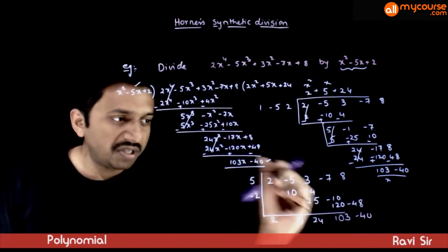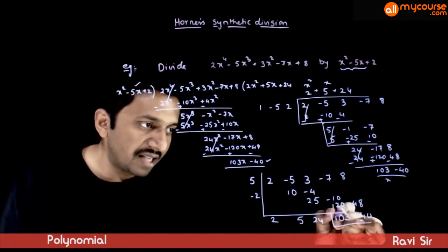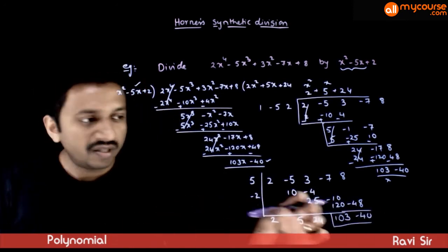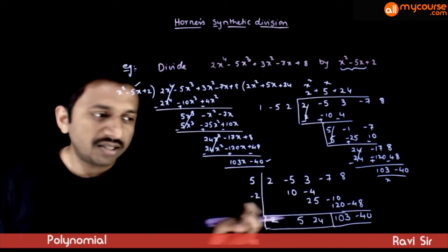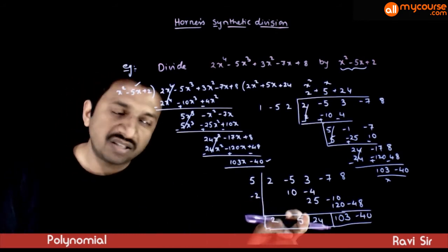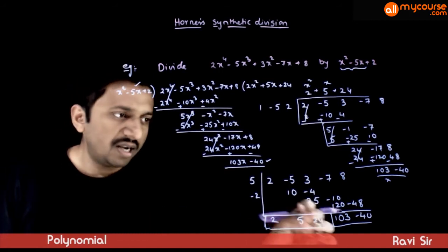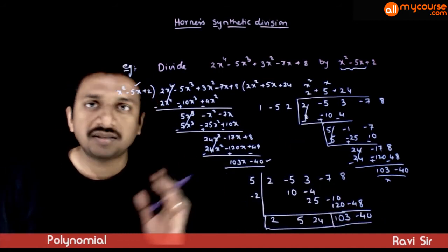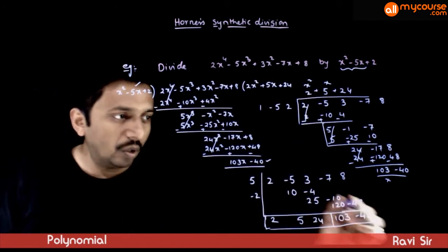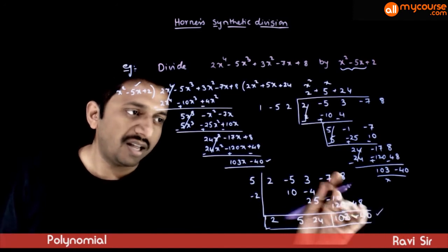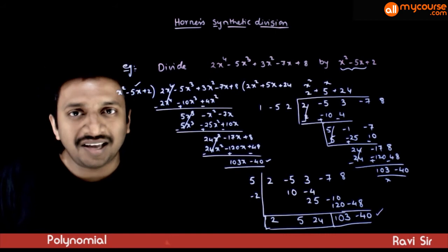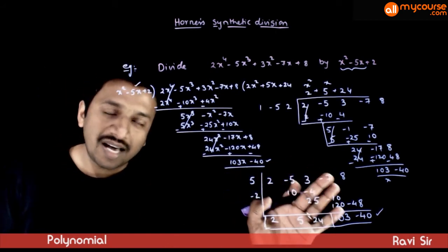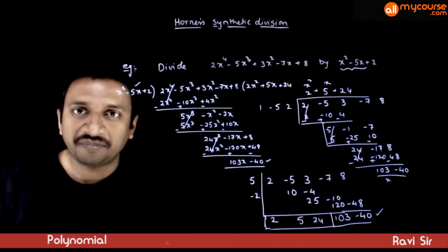So you have two terms here. Just the last two terms go to the remainder. First three terms go to the quotient. The quotient is 2x square plus 5x plus 24. The remainder is 103x minus 40. I hope you can see that this process is easier than the remaining two processes. Now let us take some more examples and directly practice this method.